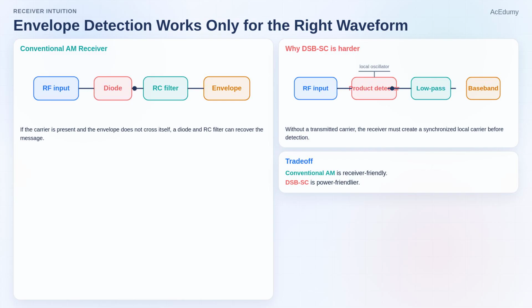DSB-SC is different. Because the transmitted carrier is missing, the receiver must recreate a synchronized carrier locally before detection. That usually means coherent or synchronous detection. So DSB-SC is more power efficient at the transmitter, but it asks more from the receiver. This is the classic trade-off between efficiency and implementation simplicity.